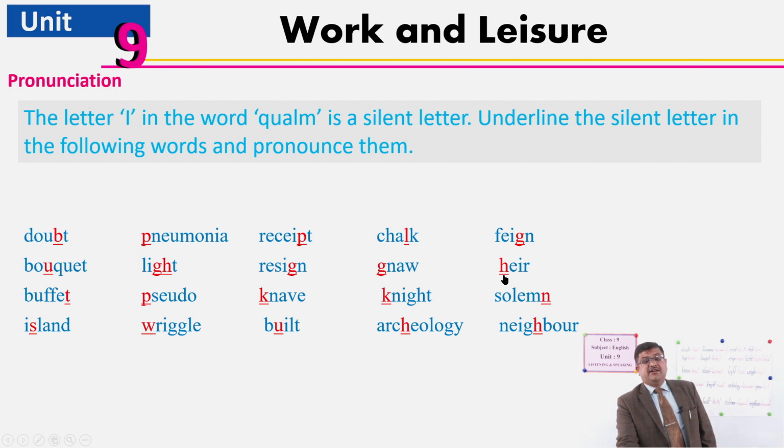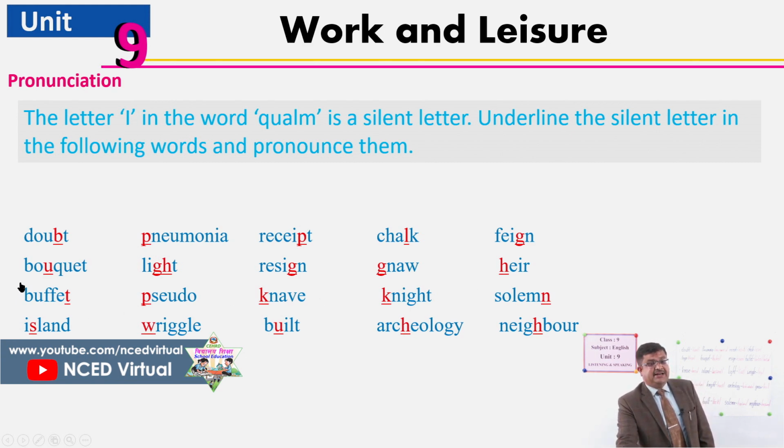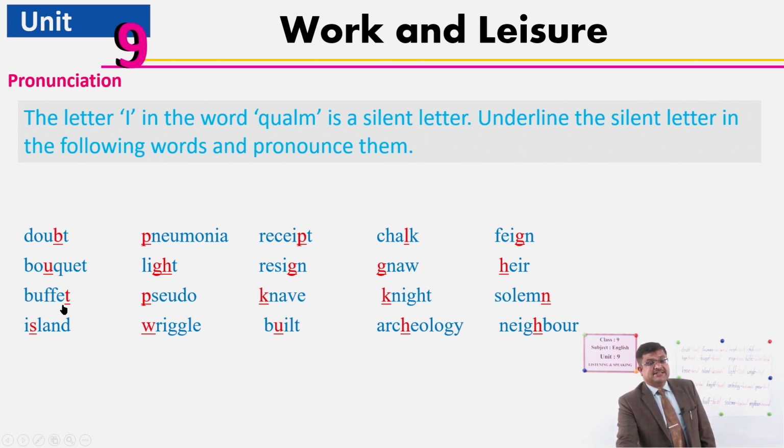Similarly, the letter H is silent in this word, heir. How do we pronounce it? Heir. Can you practice pronouncing the word? Good. Similarly, the letter T is silent in the word buffet. The letter P is silent in the word pseudo. Similarly, the letter K is silent in the word knife. Again, the letter K is silent in the word knight.